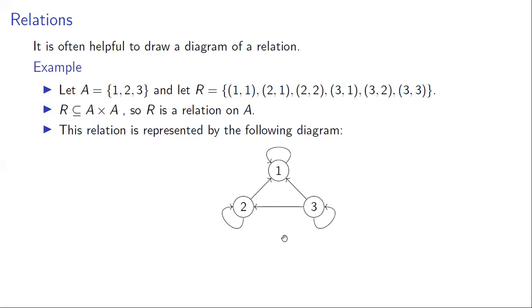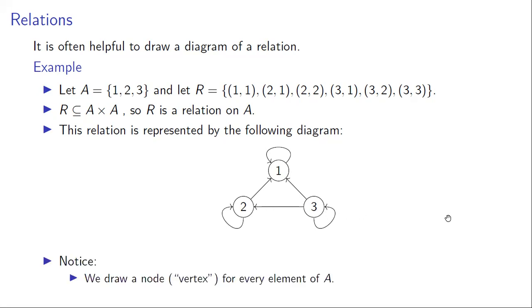Putting that all together, we get this diagram. Let's say 3, 2. We draw an arrow from 3 to 2, not from 2 to 3, because there is no ordered pair 2, 3. There is a 3, 2. So we draw an arrow from 3 to 2, specifically in that direction.